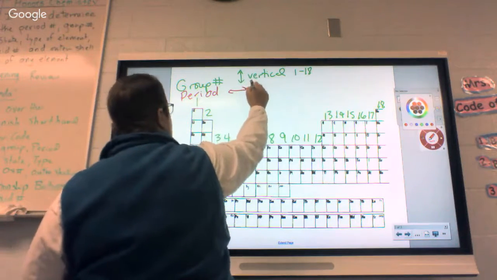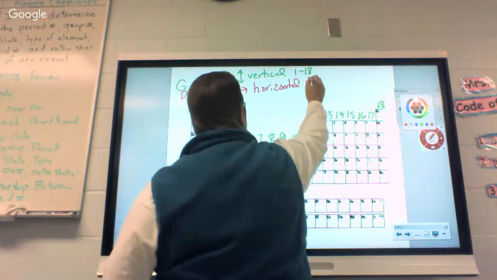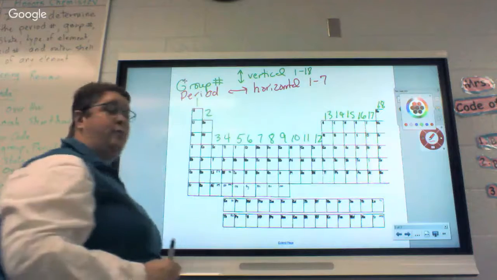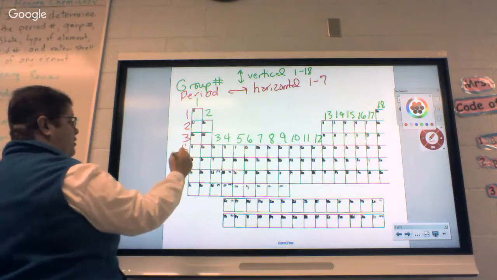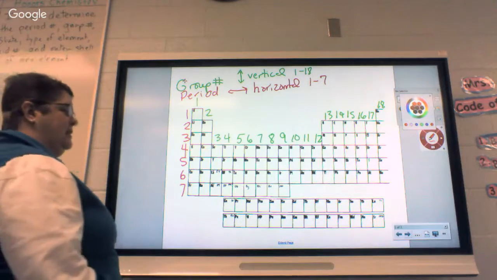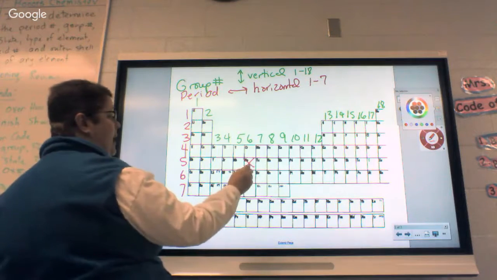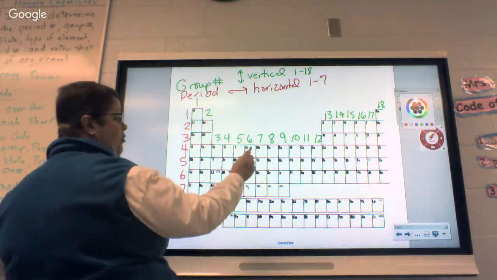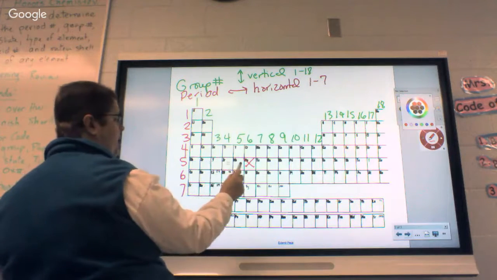Periods run left to right. We refer to them as horizontal, and they are 1 through 7. They do match the energy level that you numbered across here. Now, the only difference, and sometimes people have a hard time with this, is let's say I ask you about molybdenum. It's in group number 6, it's in period number 5.